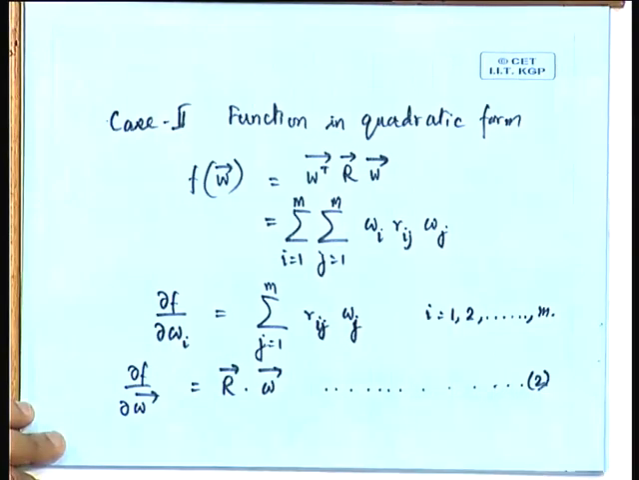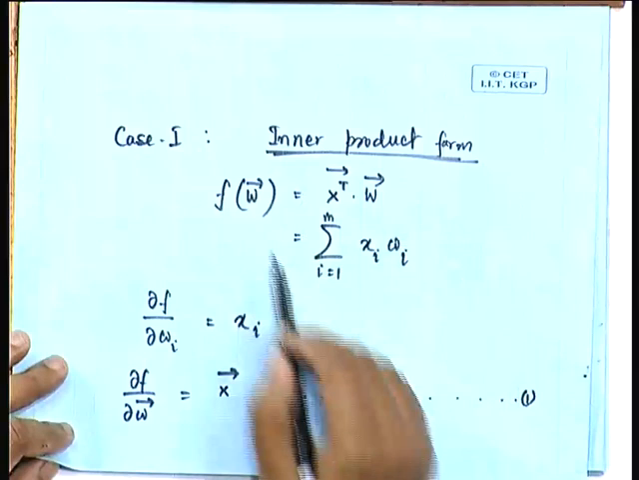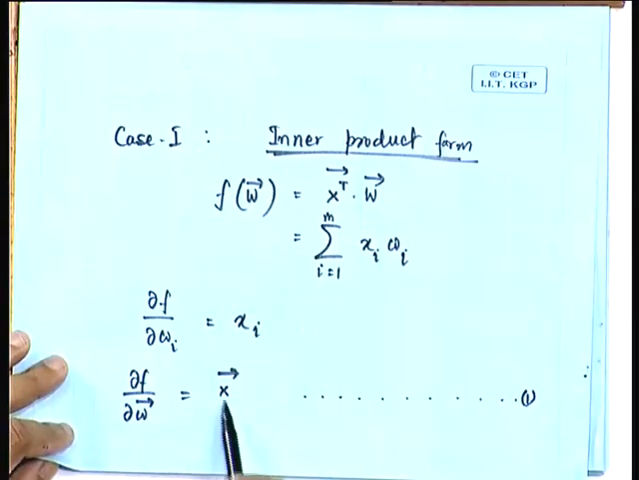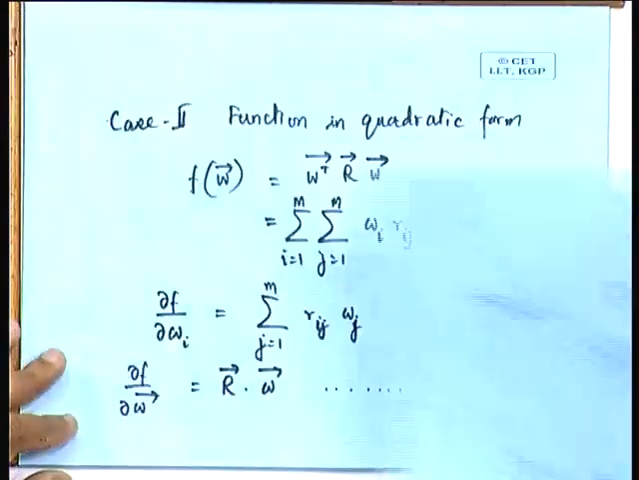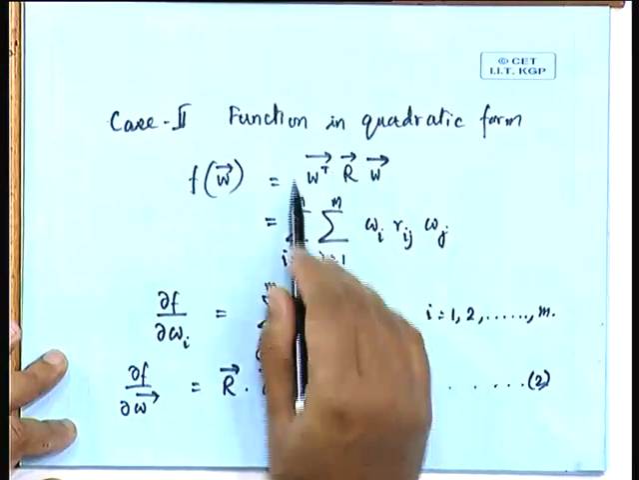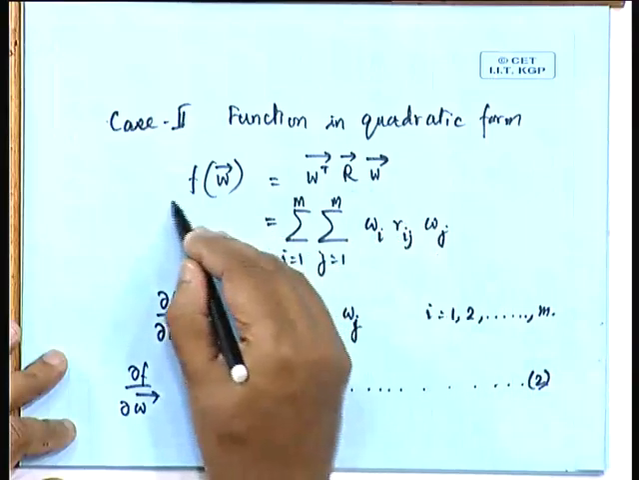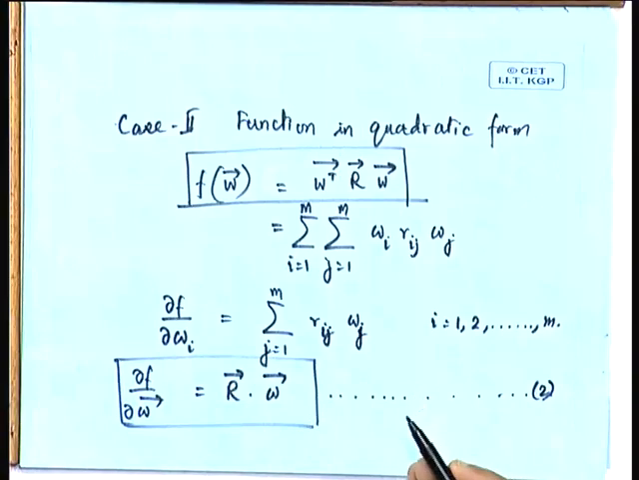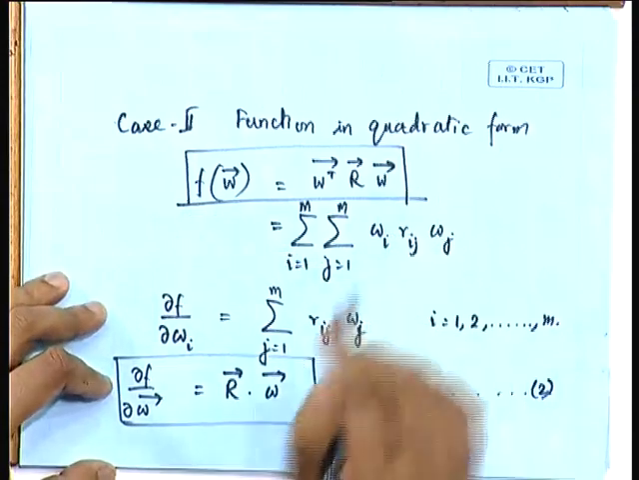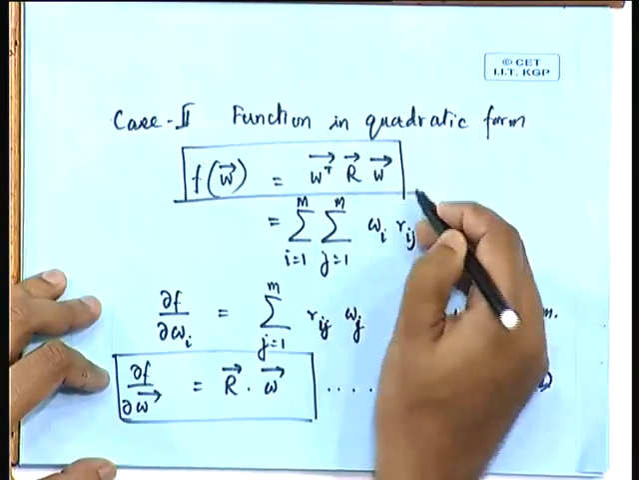So, we have got two cases. The first case was the inner product form, whereby when it is of x transpose W, we simply got the derivative as x. And when it is expressible in the quadratic form like this, then if you are differentiating this function, you get this. This is very interesting. So, do not feel confused that if I get a function like this, immediately in the next step I simply write the derivative of that as R dot W.